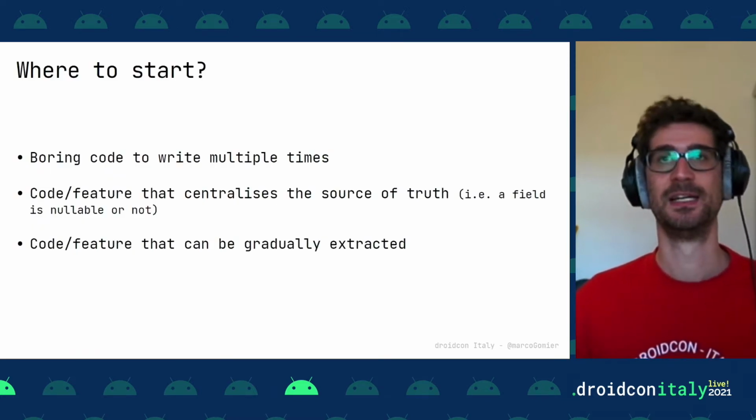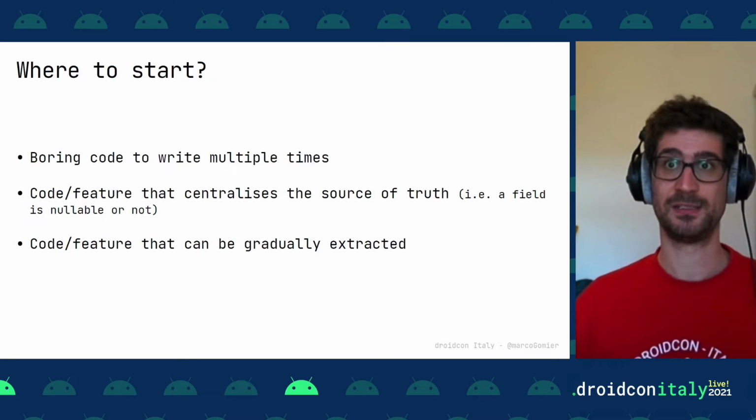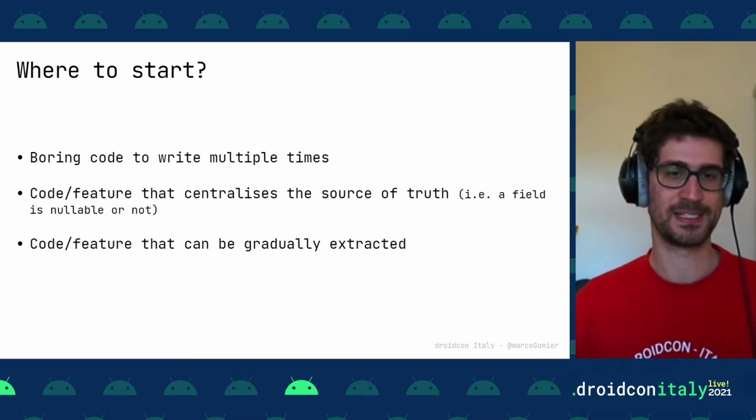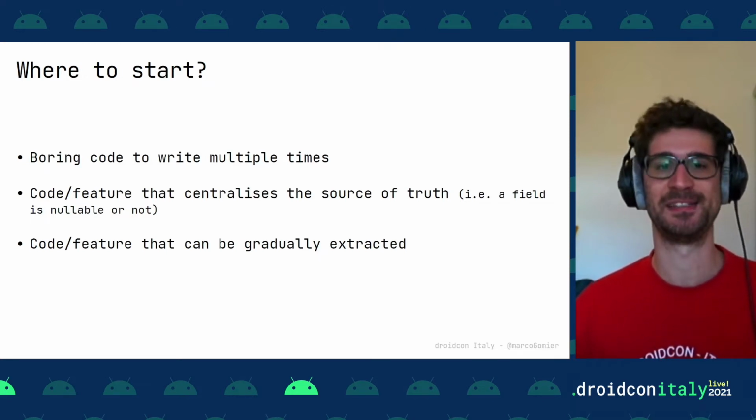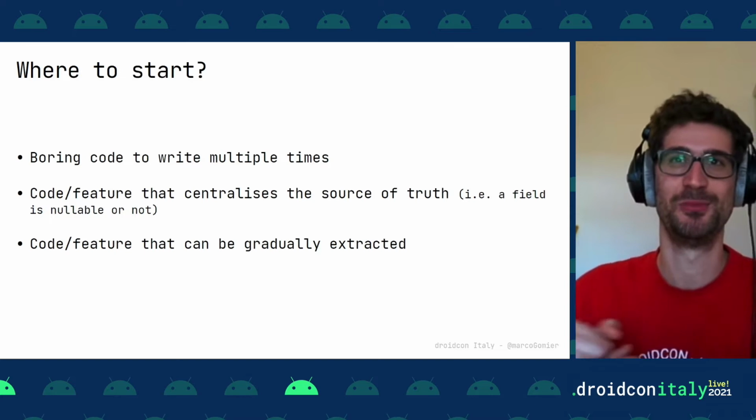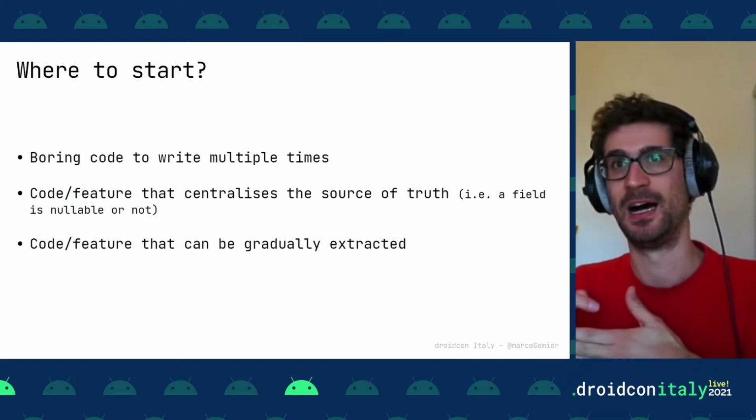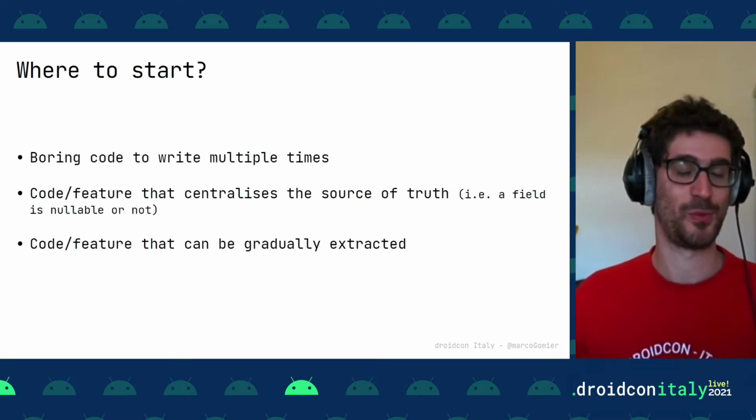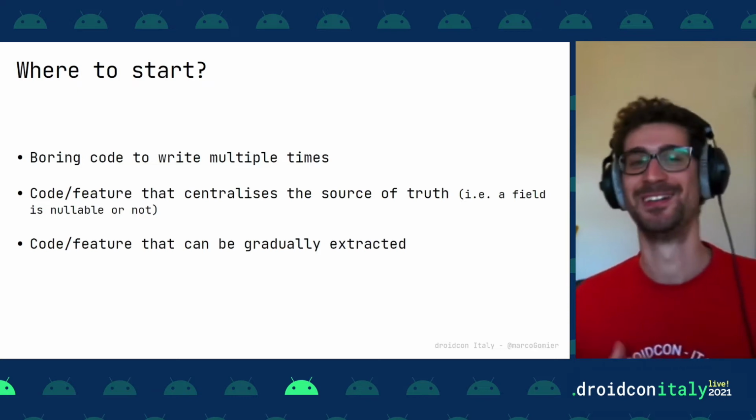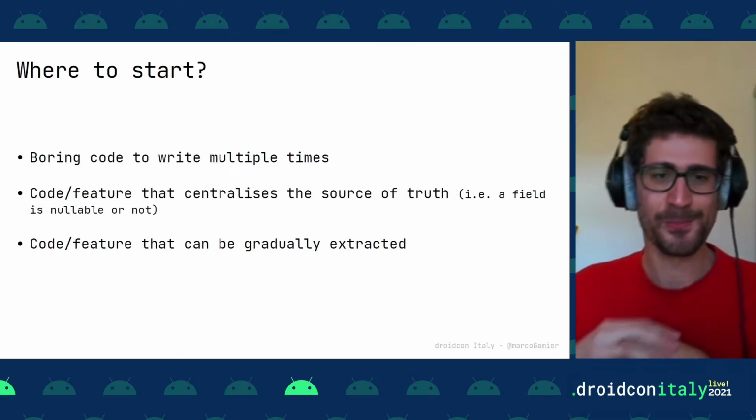Where to start? Well, there are multiple different places to start. We can start from boring code, some code that is boring to write multiple times. And since it's boring to write, there are going to be errors, because if we get bored, then it's more likely that some mistake can sneak in.